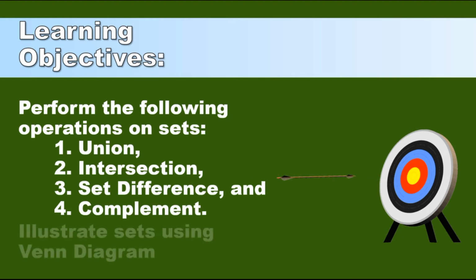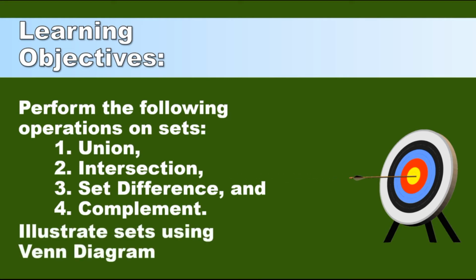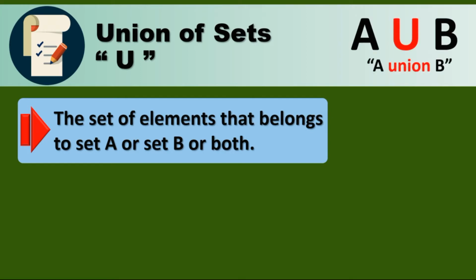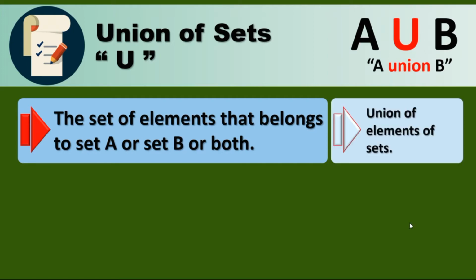Difference, and complement. We will illustrate sets using Venn diagrams. Our first concept: union of sets. It's denoted by the letter U. The set of elements that belongs to set A or set B or both is denoted by A union B, or simply the union of elements of sets.